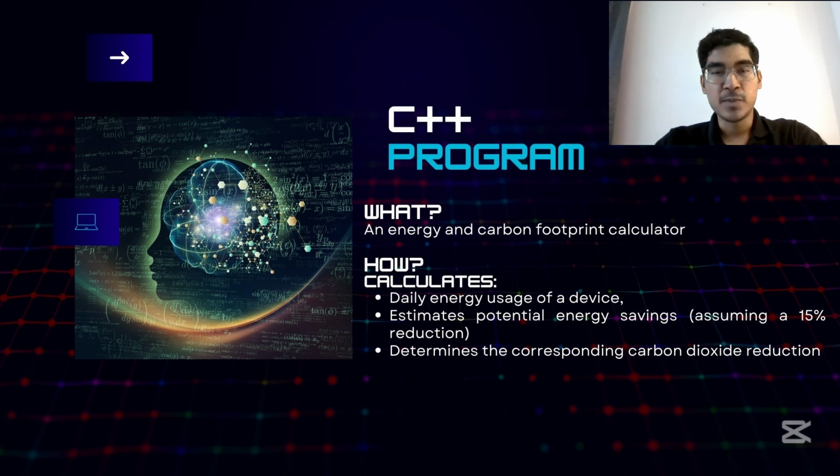I'm Nadarajah, and today I'll be presenting our C++ program. My group and I have decided to create an energy and carbon footprint calculator. And how? Well, we'll be calculating using the daily energy usage of a device, and then the calculator will estimate the potential energy savings by assuming a 15% reduction, and finally, it will determine the corresponding carbon dioxide reduction. The users will be able to see all the outputs after they have put in the necessary values.